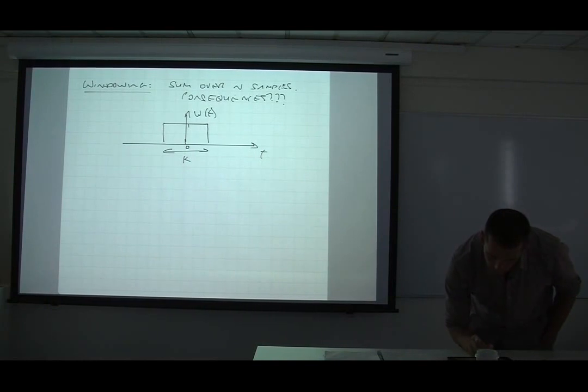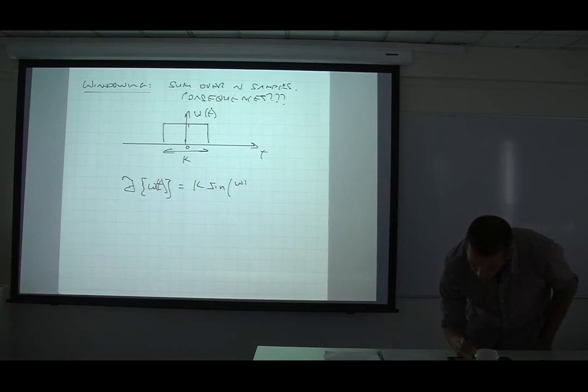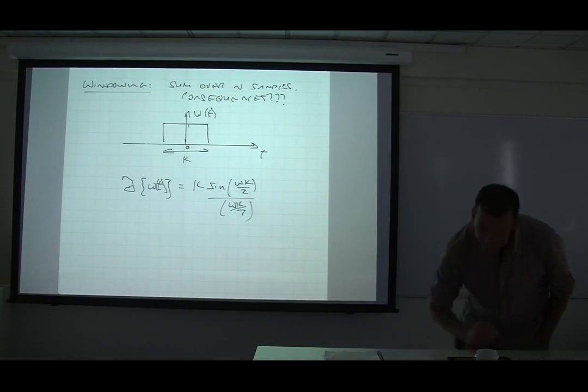So the Fourier transform of W of T is equal to K sine of omega k, don't confuse that with w, over 2, all divided by omega over 2.